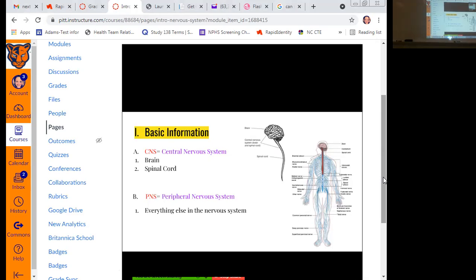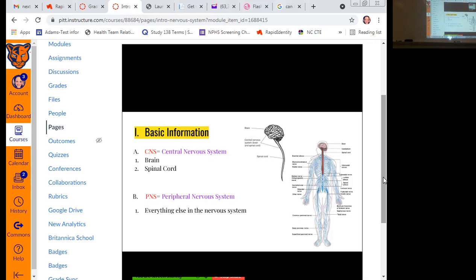Your spinal cord. That's the other big part of the central nervous system. We don't have dumb questions. What does it say? Is that central? Central, yes, central nervous system. So these are the two components of the central nervous system.